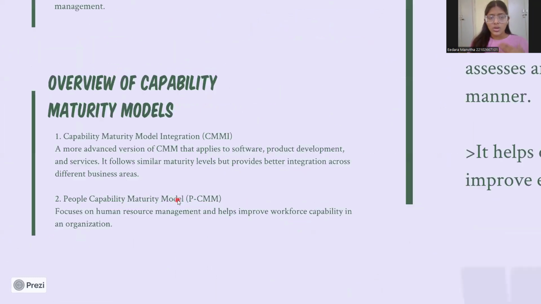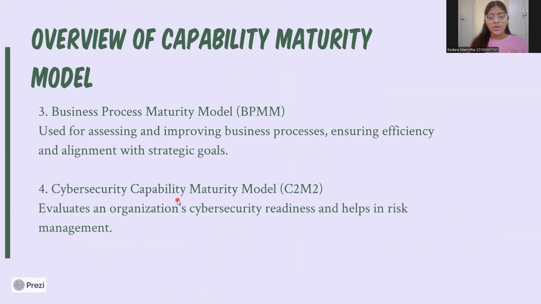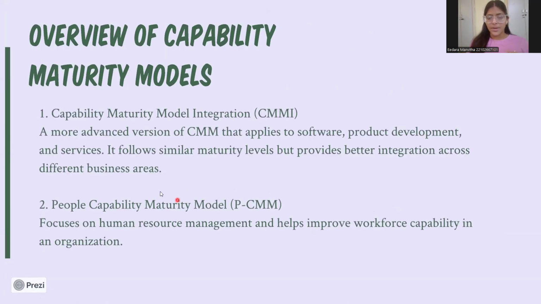Then we'll go to the overview of capability maturity models. In the capability maturity models, we have four types: CMMI, PCMM, BPMM, and C2M2. Firstly, we'll see about CMMI. CMMI is Capability Maturity Model Integration. It is a more advanced version that applies to software and product development and services. It also performs better integration across different business areas.